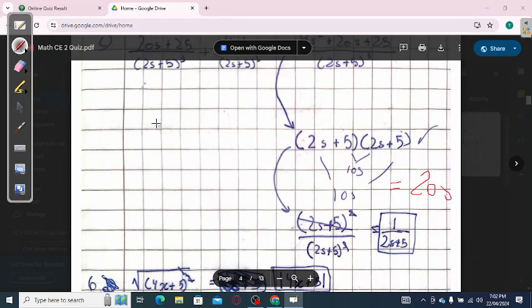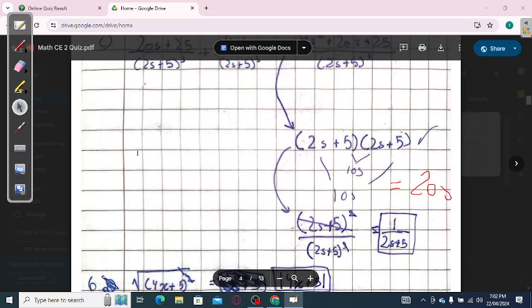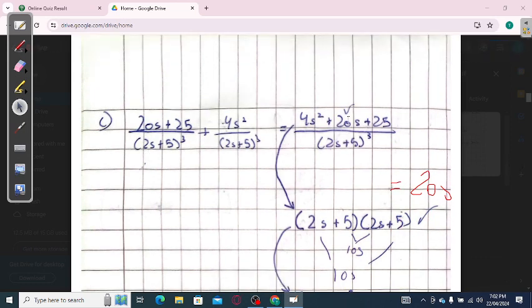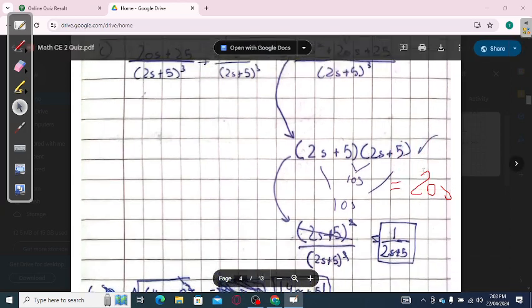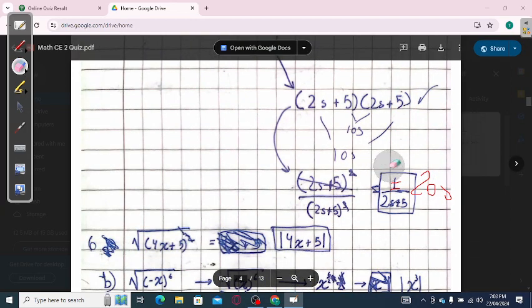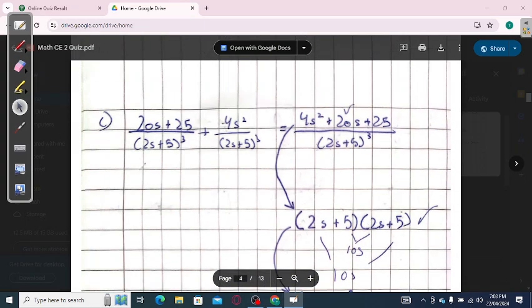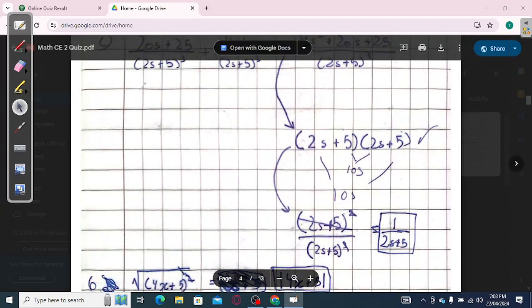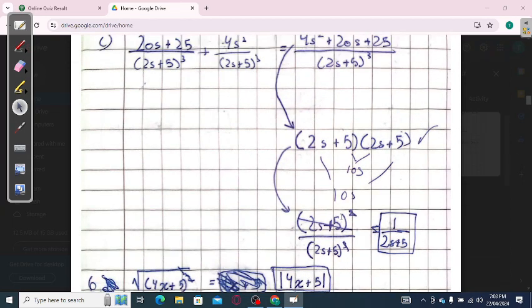Now, if you go up, you'd see that the middle term in the quadratic is 20s. So this factorization is correct, meaning that our answer is 2s plus 5 squared. You can write 2s plus 5, 2s plus 5, but what I did, I simplified into 2s plus 5 squared. Why? Because it's much easier cancelling out squares like this.